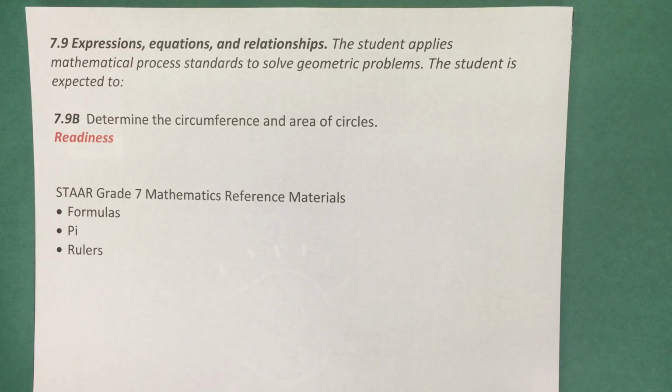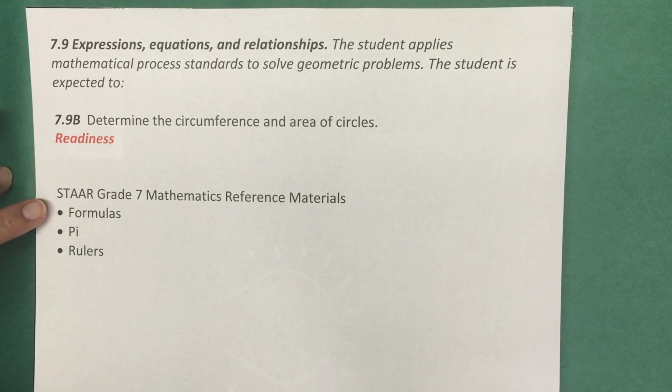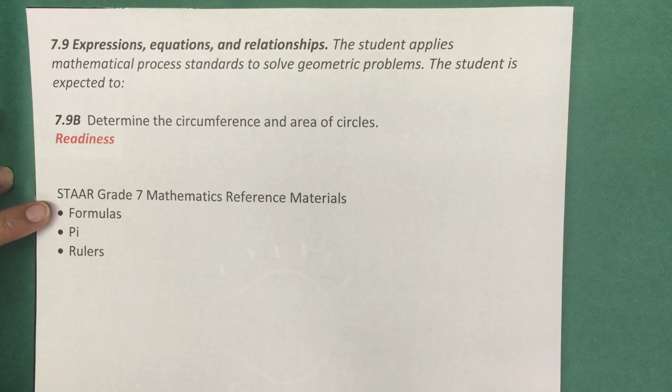In this video, we're going to take a look at Standard 7.9b, which says that the student is expected to determine the circumference and area of circles. For this standard, the students need to be comfortable with using the STAAR Grade 7 mathematics reference materials for several reasons. One is because there are important formulas provided on the reference materials, including the formula for circumference and area of circles. There's approximations for pi provided on the reference materials, and there are rulers that are provided.